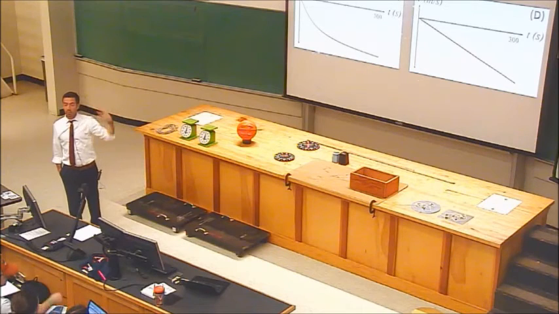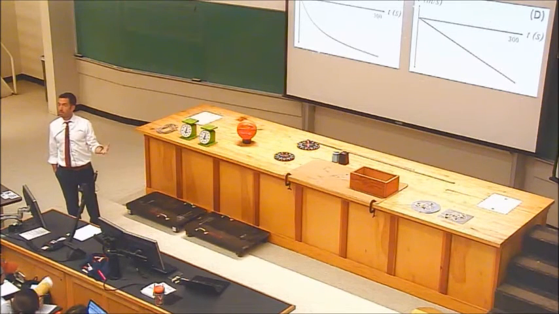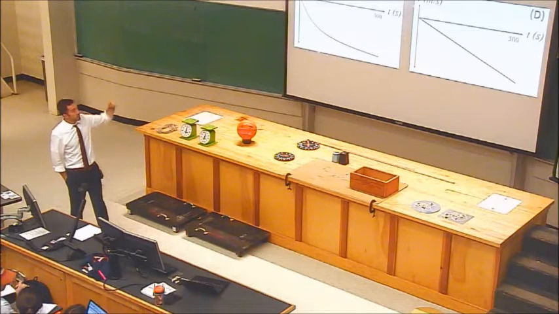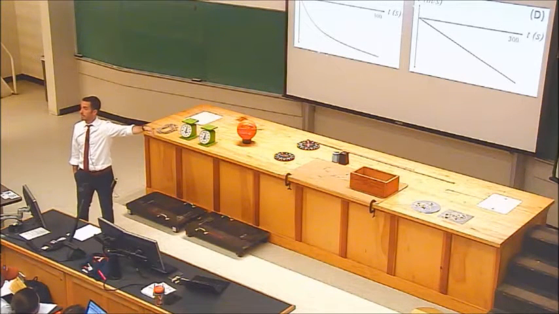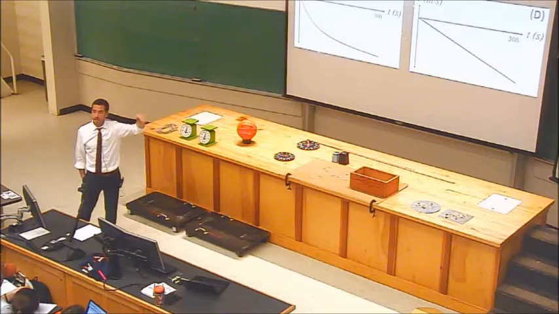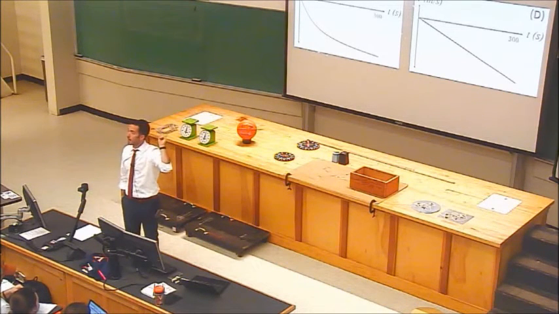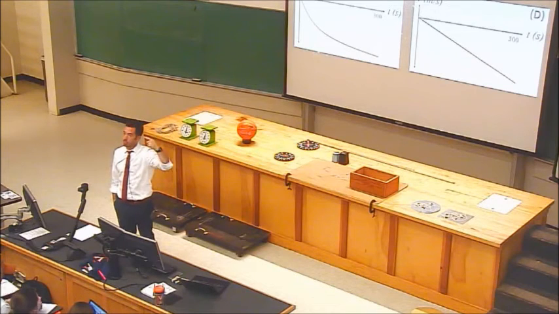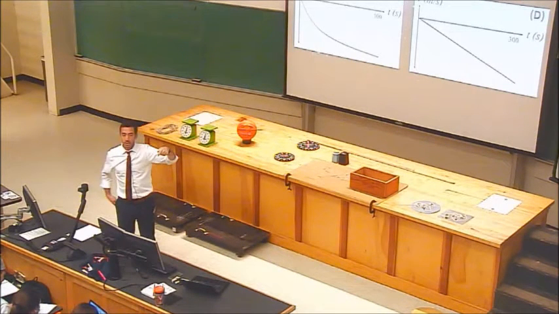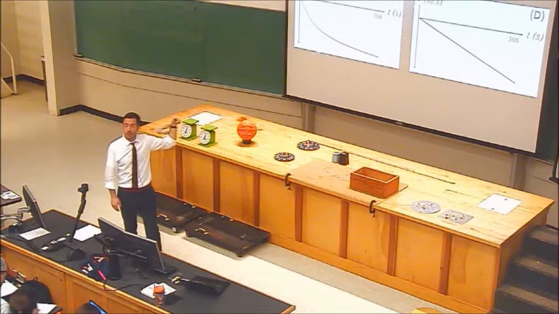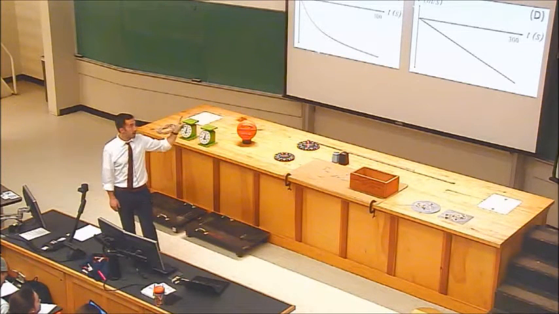Unless you're jumping straight into some syrup or something. But if you're jumping into air, at least for a second, your plot's going to look like D. In other words, you're going to accelerate constantly. So remember, the slope of that plot is your acceleration, which is your rate of change of velocity.